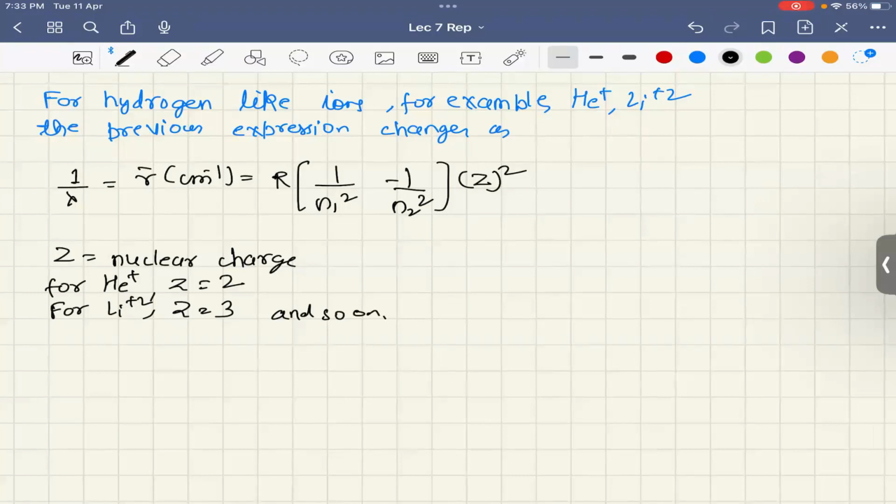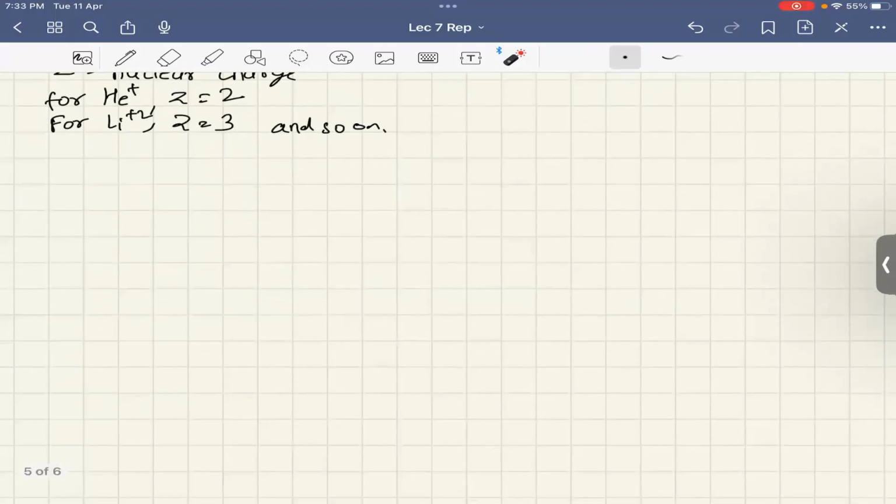Right? So this is the general encompassing equation. If you want it for hydrogen, we just put Z is equal to 1, and if you want, let's say, the Lyman series, we put n1 is equal to 1 and n2 could be 2, 3, 4, 5 up to infinity. So based on this, let us solve an example, right?